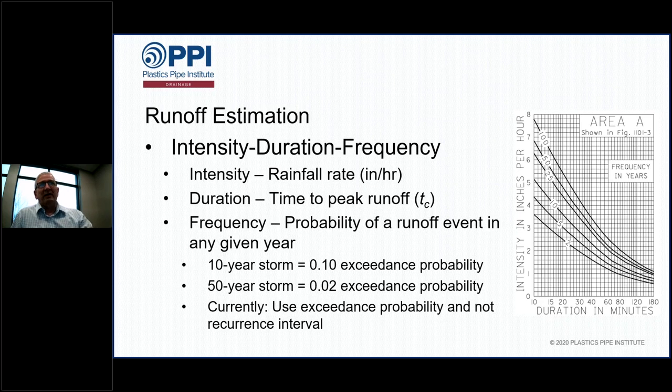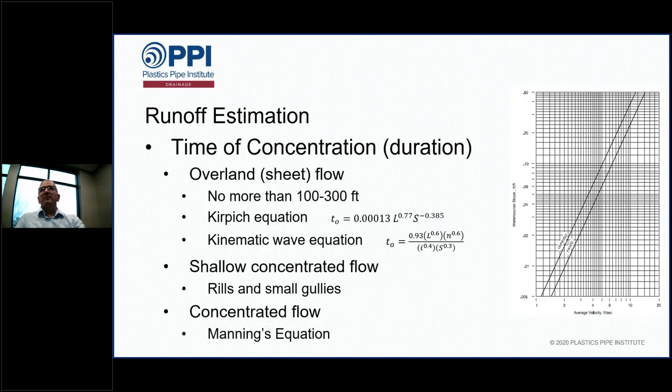And what the chart looks like is a normal IDF curve chart. So you have your duration along the x-axis, your intensity along the y-axis, and each one of those curves is for a different recurrence interval. Previously, we mentioned the time of concentration in the last slide, so we'll talk about it more here, and we'll say what is the time of concentration or the duration of the rainfall.